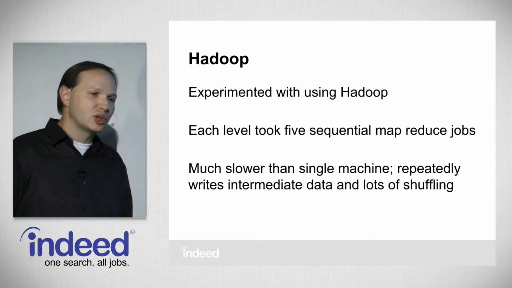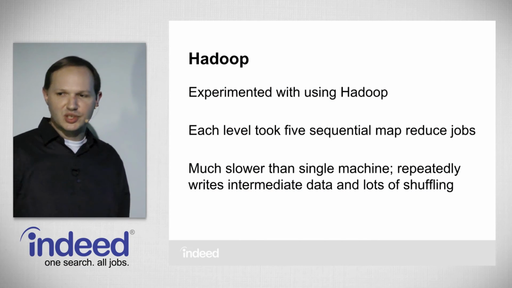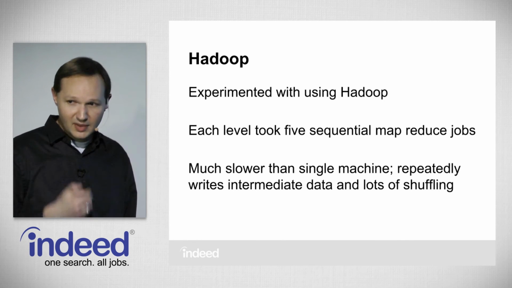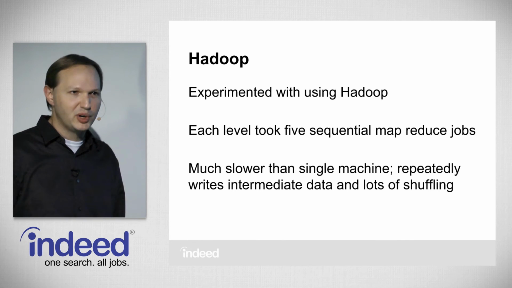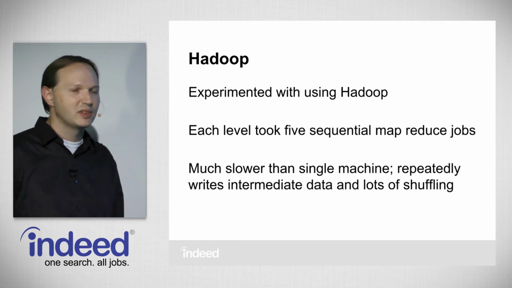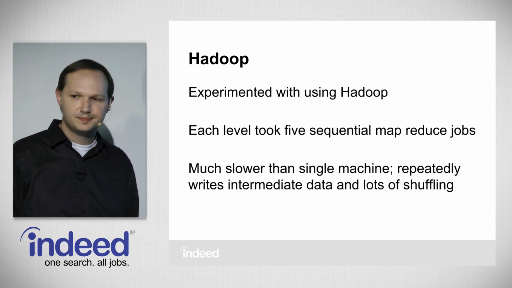When thinking about multiple machine implementations, the first thing that may come to mind is Hadoop. It's an open source technology that implements a MapReduce paradigm. We tried this. Turns out that to build each one of those levels, it takes 5 or 6 MapReduce jobs. And kicking off each one of those has a pretty high latency of 30 seconds to 2 minutes. So you're already looking at 5 to 10 minutes overhead just for each level.